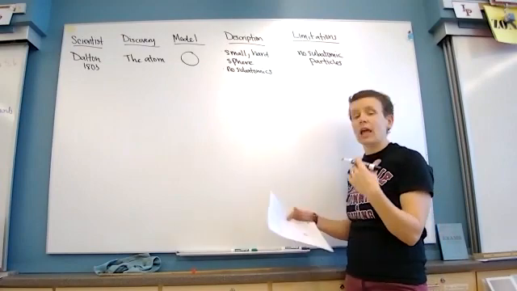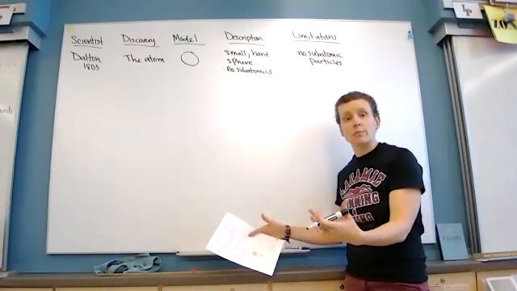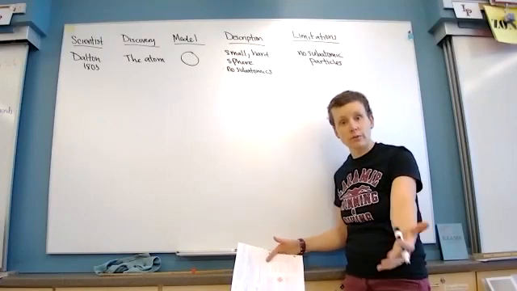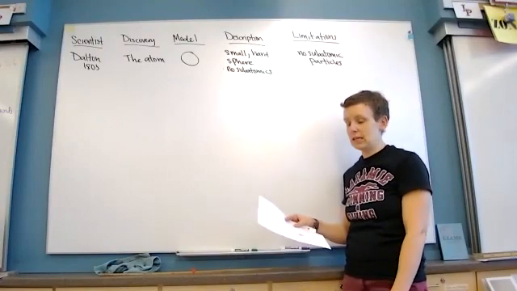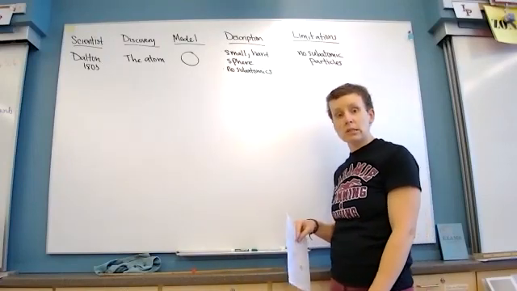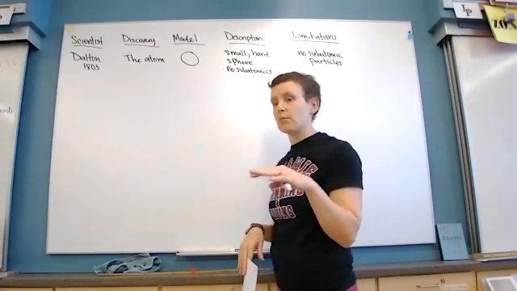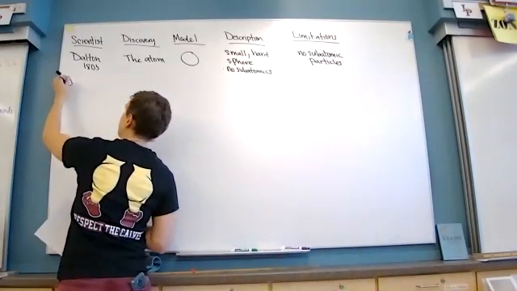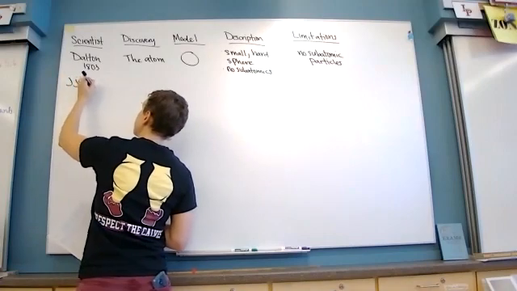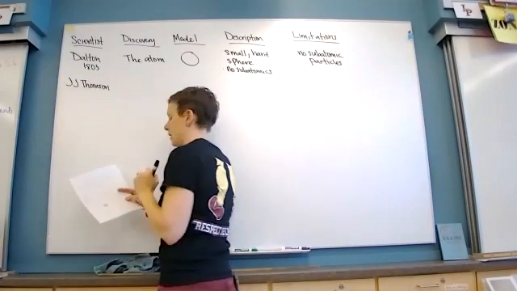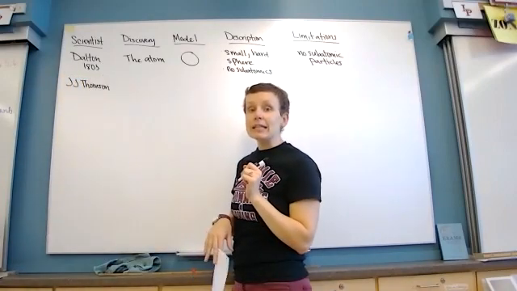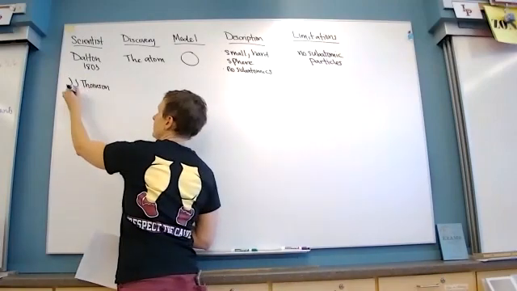So who came along and discovered there were particles smaller than an atom? Well, in chapter 4, we've already learned about this scientist. His name is J.J. Thomson, no P, J.J. Thomson, and this was in 1897.